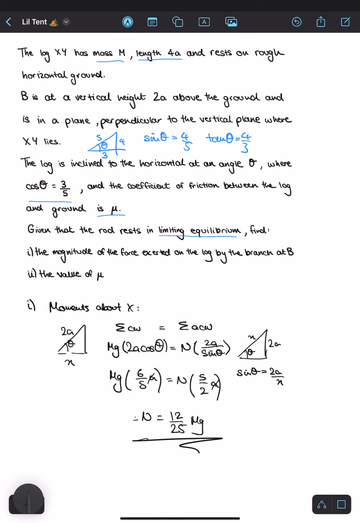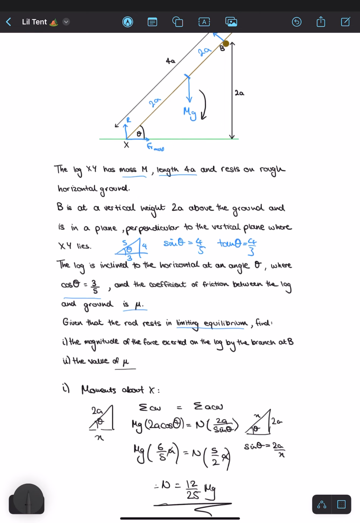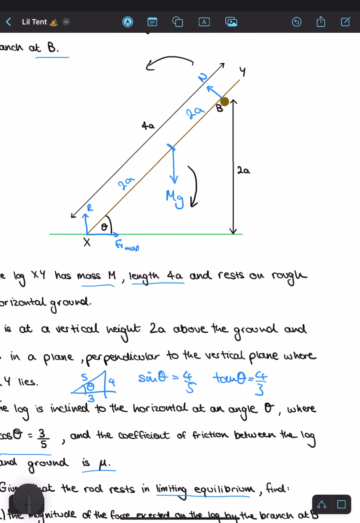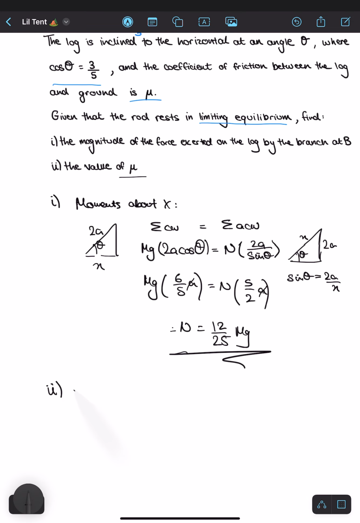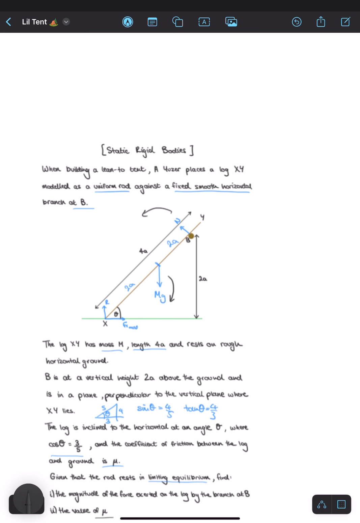Part 2, find the value of mu. To find mu, I'm going to resolve my forces. So mu is in the friction equation, which acts horizontally. So I'm going to resolve horizontally first. So resolving horizontally, I'm going to take the right direction as my positive. We have that friction is equal to the horizontal component of N.